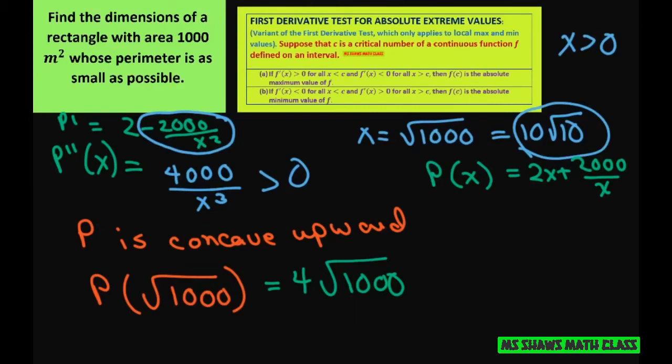So that's your absolute minimum value, and therefore the dimensions of the rectangle with a minimum perimeter are x equals y equals square root of 1,000, and that's also 10 square root of 10, which is the absolute minimum. The rectangle is a square.